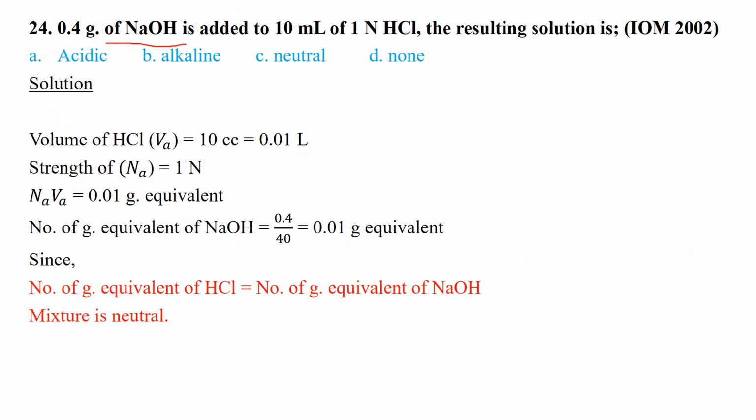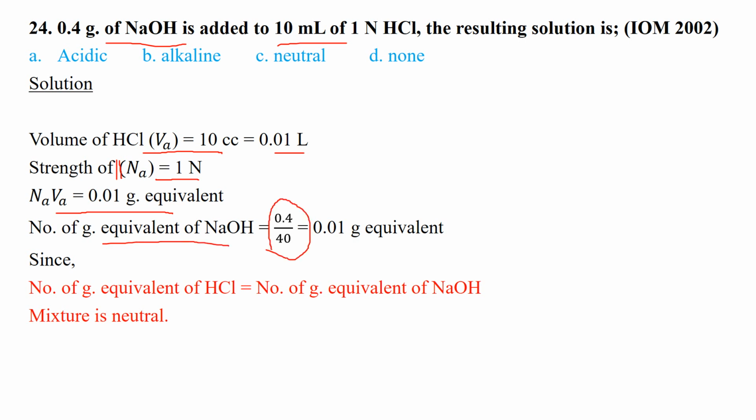0.4 gram of sodium hydroxide is added to 10 ml of 1 normal HCl. Then the resulting solution is? We have to calculate the number of gram equivalents in both cases. Volume of HCl is 10 cc, that is 0.01 L. Normality is 1 normal, that is the normality of HCl. It is not written here, but it is the normality of HCl. Then the number of gram equivalents of HCl will be 0.01. N into V is the general form for the calculation.